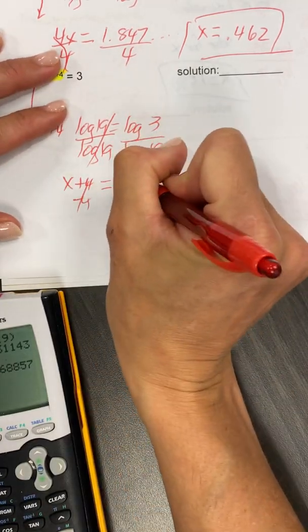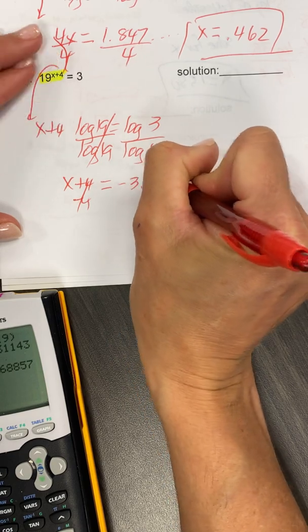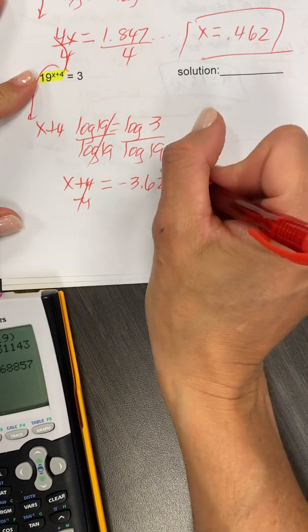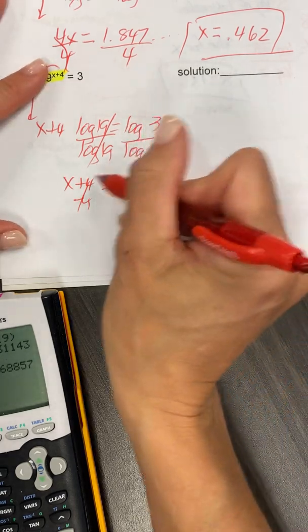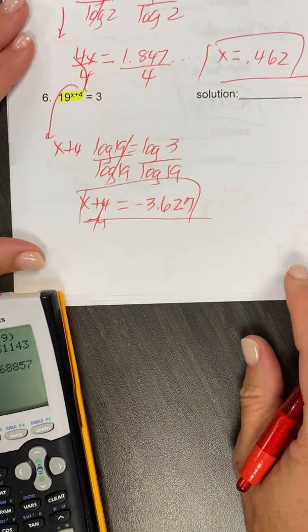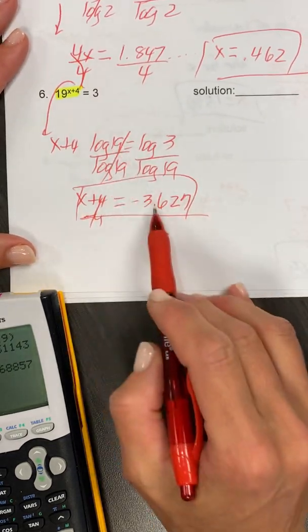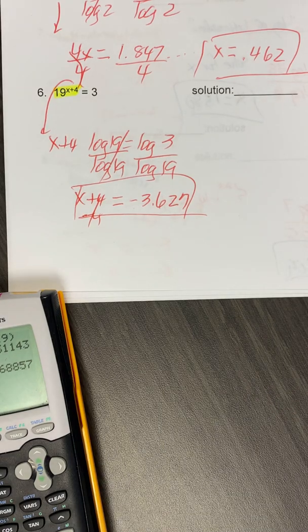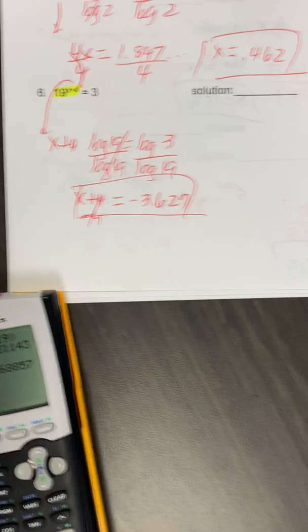I got negative 3.627. Okay, again, I came up with a negative number, but I don't see a fraction in this one. Why is this one okay to have a negative number? I'm just thinking about the reasonableness of my solution. Yeah, if I plug this back in, negative 3.6, and I add 4 to it, it's going to be a positive number, isn't it? A really small one, and that's why 19 raised to a really small fraction is going to end up being a smaller base of 3. Got it?